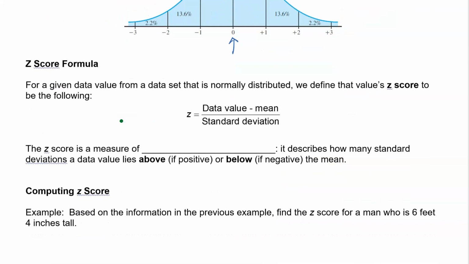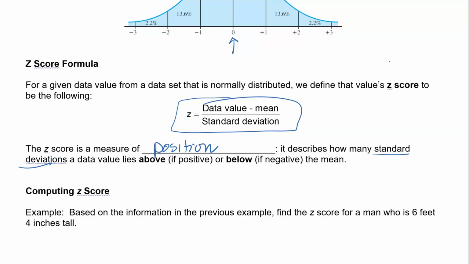And there's a formula for z-score. It's pretty simple. There are 3 numbers involved. The formula is right here. You're going to take the data value minus the mean, divided by the standard deviation. And this z-score is a measure of position that tells us how many standard deviations a data value lies above (positive) or below the mean.